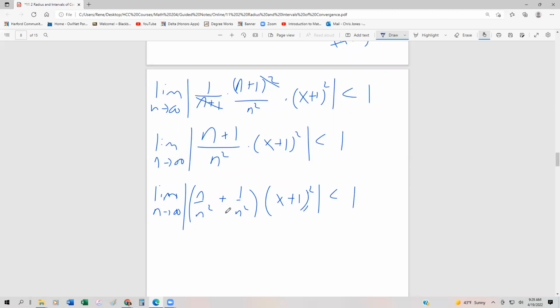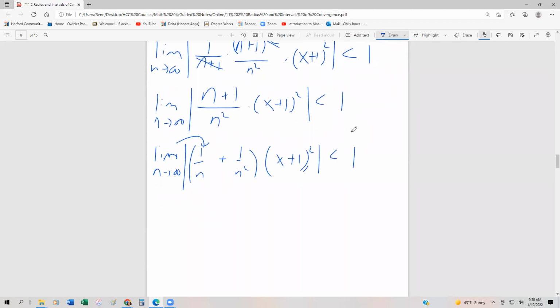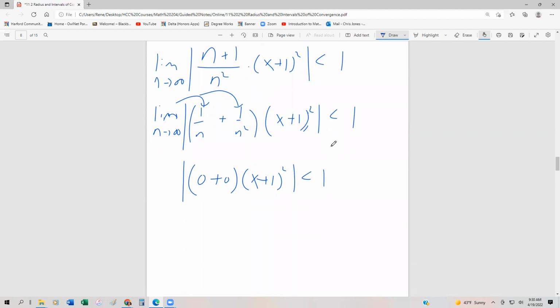Right? This is going to simplify clearly into 1 over n. So we could just rewrite that immediately as 1 over n just by dividing it out. And now if we apply the limit to both of these, well, that just becomes 0 plus 0. Okay, so now we get the absolute value of 0 plus 0, times (x plus 1) squared, less than 1. Okay? Or in other words, that's going to be 0 times (x plus 1) squared less than 1.